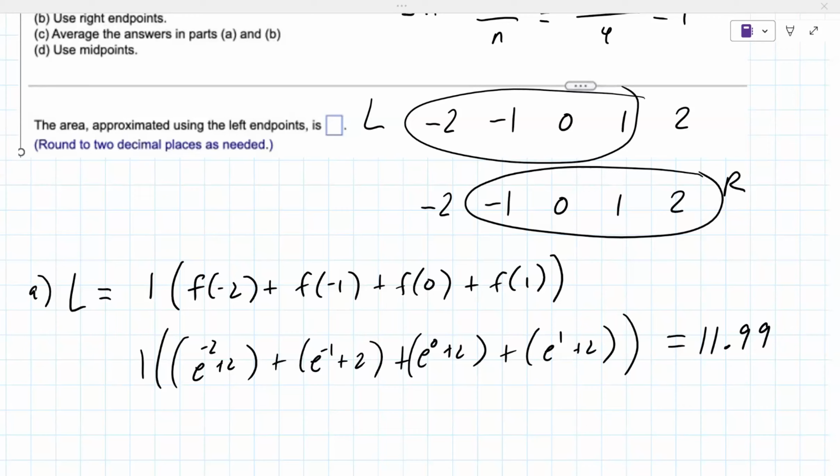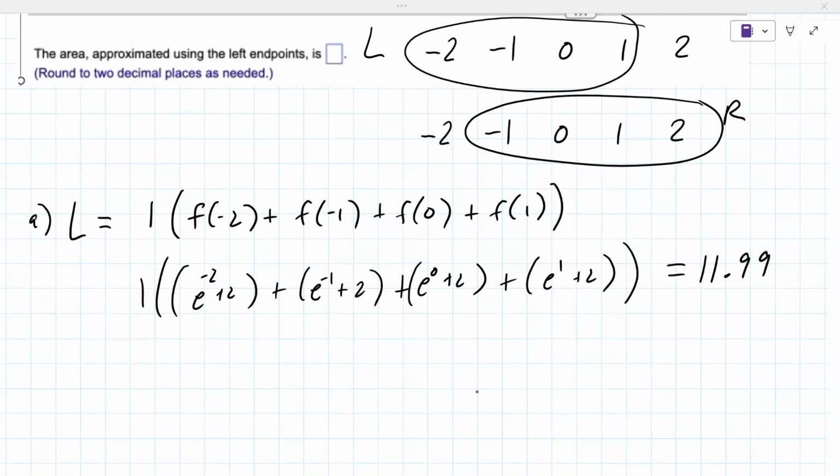I can share the TI-83 if you want me to. You actually don't need all these parentheses because you're multiplying by one. That's not necessary. So you really just need the stuff inside parentheses. The simplified version is e to the negative 2 plus e to the negative 1 plus e to the 0 plus e to the 1 plus 8. And the reason it's 8, you've got four twos. Let me clean this up a little bit for you. I don't know why it didn't work.